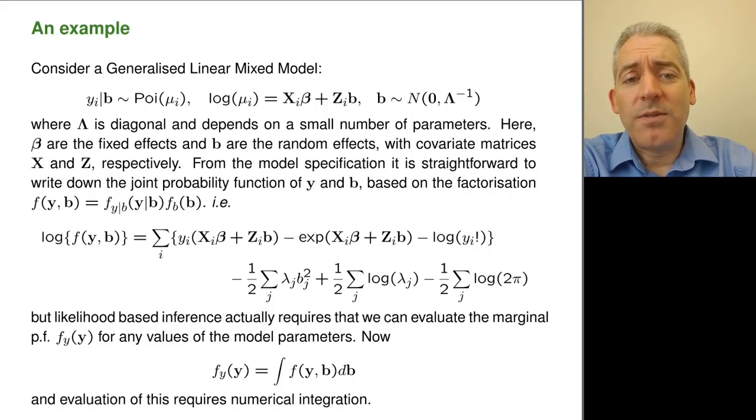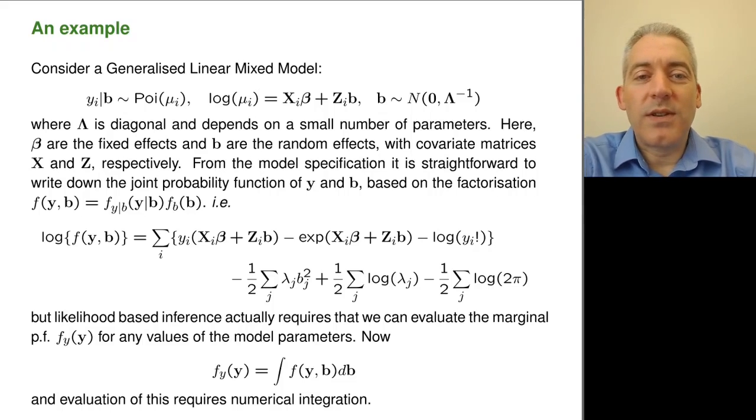The idea is that we're going to evaluate the likelihood associated with this model, and the observed data likelihood, which is the thing that we're really interested in, is going to involve us integrating out the random effects B. If you're not familiar with GLMMs, don't worry about it. Don't worry if you're not following all of the details. It's really the big picture that we're interested in here.